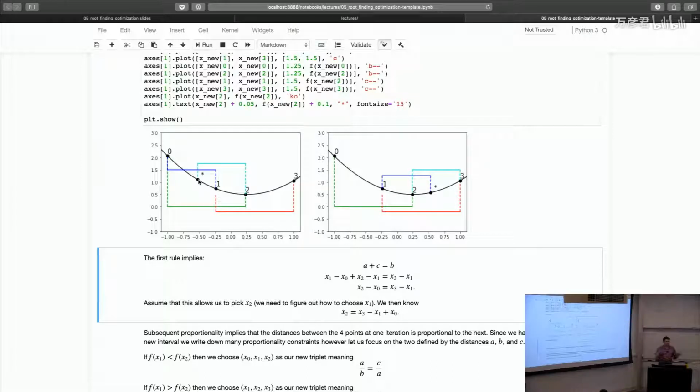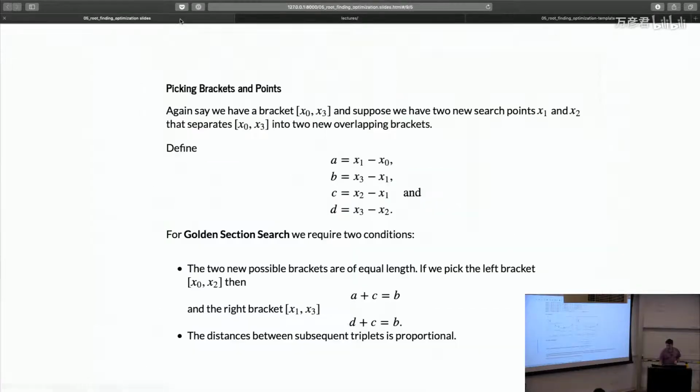All this is coming down to saying that we want things to be shrinking in a nice way. We don't want to be overly zealous about how we're shrinking these things. And that is going to lead us to exactly how we construct these brackets. So we have a condition on which bracket to choose, and then how to choose a new point to evaluate as well. So how does this work?